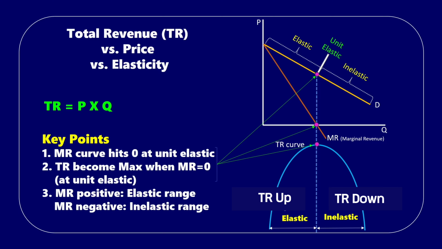And finally, look at the inelastic range. Here, consumers are not very responsive to price changes. So when price goes up, quantity only falls by a little, and total revenue increases. But if price goes down in the inelastic range, total revenue falls.